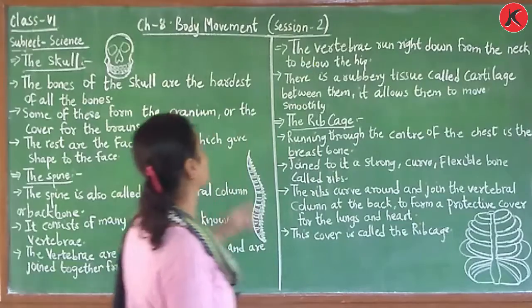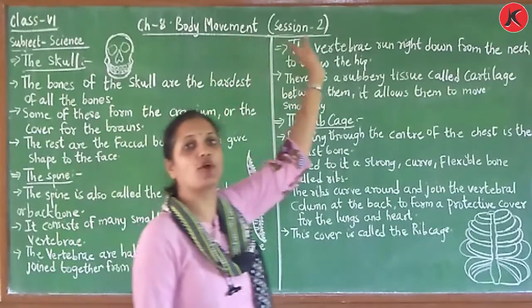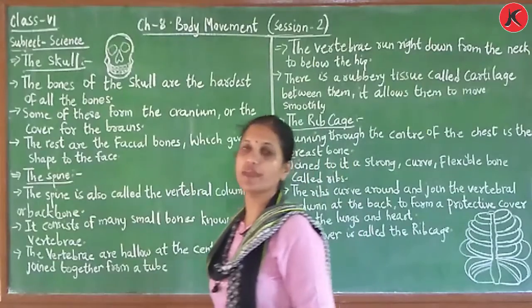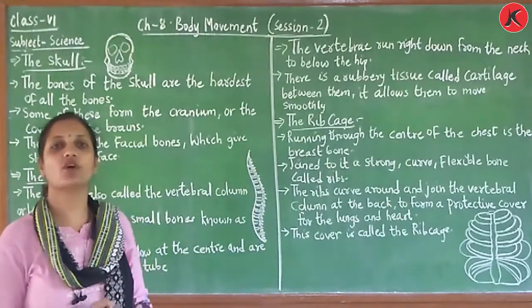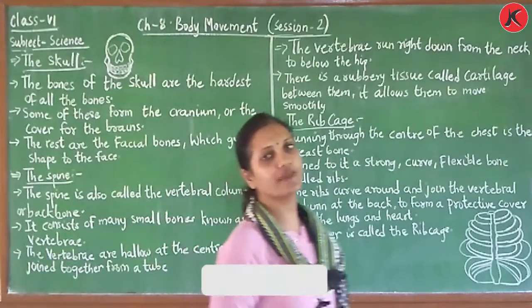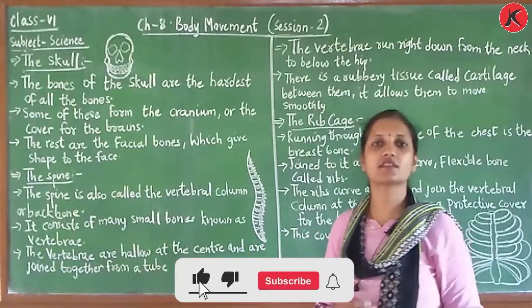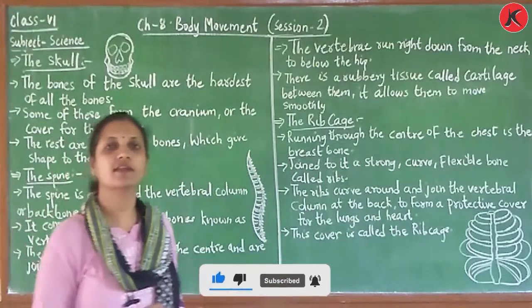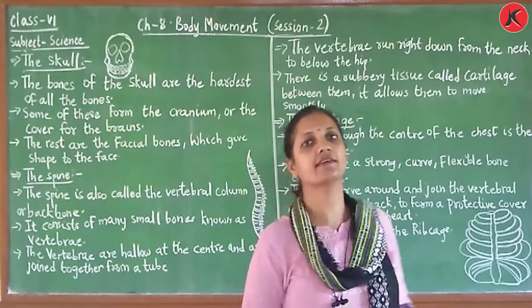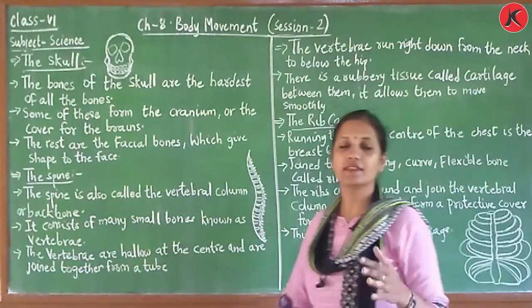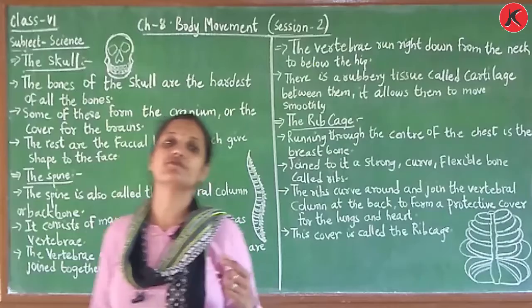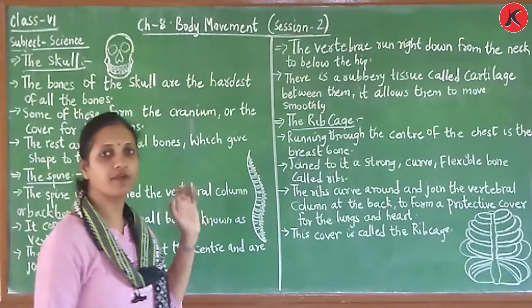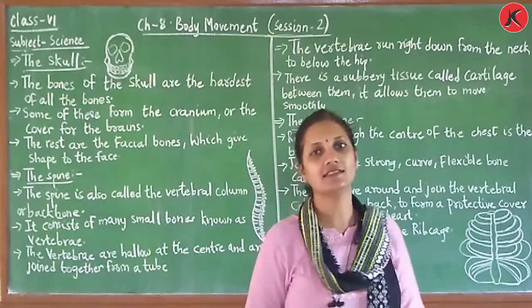We will continue with explanation of chapter number 8, body movements, session number 2. In last sessions, children, we have discussed about different organs, right? In that we discussed three systems which help us in movement of our body. One is muscular, second is nervous and third is skeletal system. Then we discussed the function of skeletal system. Now we will start with different parts of skeletal system.